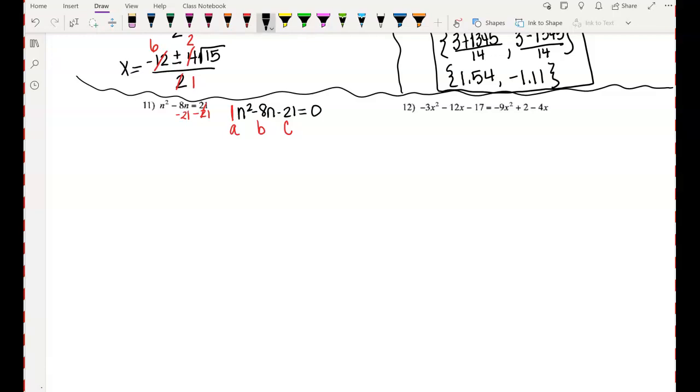And now I substitute into my equation. X equals negative 8 plus or minus the square root of negative 8 squared minus 4 times 1 times negative 21, all divided by 2 times 1.